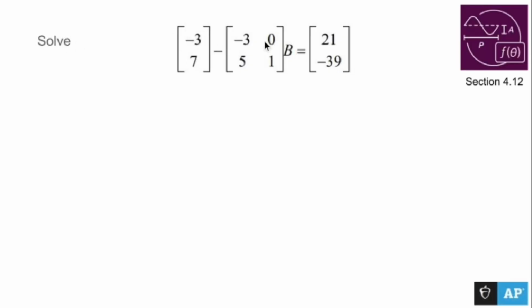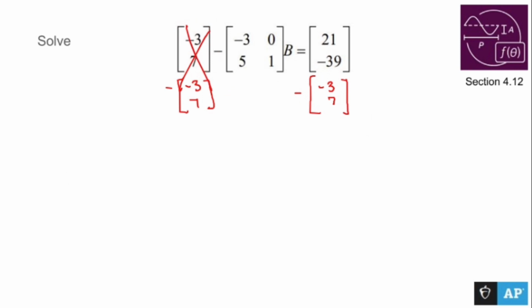Solve a matrix minus a matrix times some matrix B equals a matrix. Well, the way I'm going to start this problem out is the way I would start out any two-step equation. Subtract the thing that's floating around. So I'm going to subtract this matrix that's floating around. I'm going to subtract negative 3, 7 from both sides. I am allowed to do that because on the right side I have a 2 by 1, and a 2 by 1 minus a 2 by 1 is perfectly legit. Pure legitness. So I can cross you out.